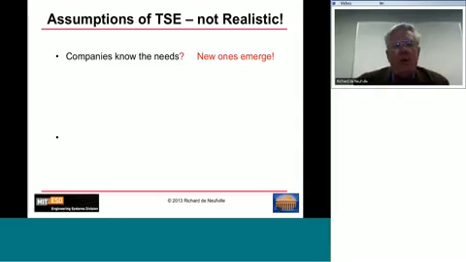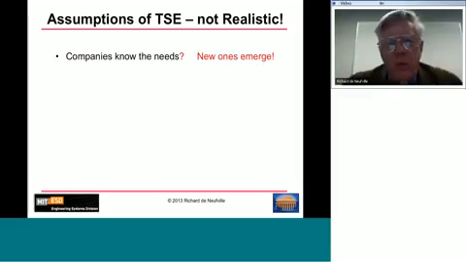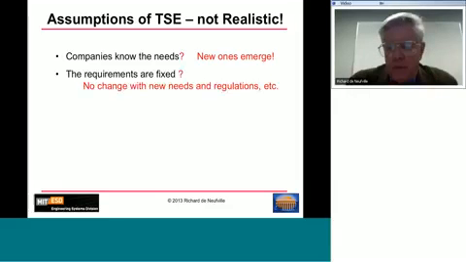However, these assumptions aren't realistic. Do companies know the needs? No. New ones emerge. New sports might come out. We want to use these stadiums for concerts, for example. We want to do different things. Are the requirements fixed? No. There'll be new needs, new regulations. The Americans with Disabilities Act, for example, required changes. There'll be security requirements, whatever. There are different things that occur.